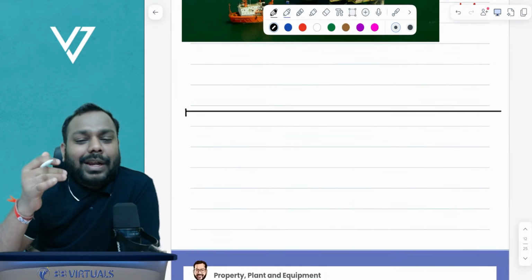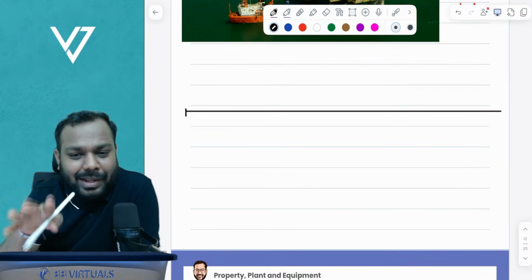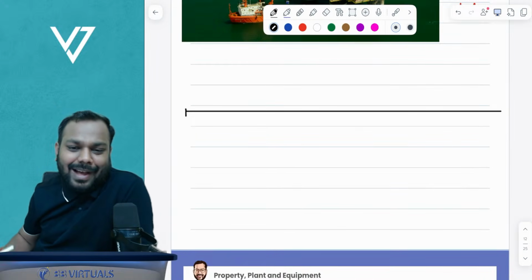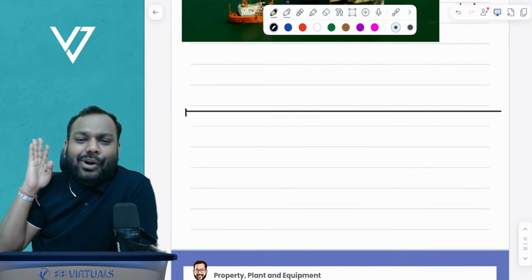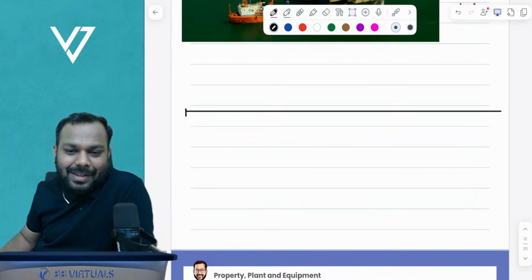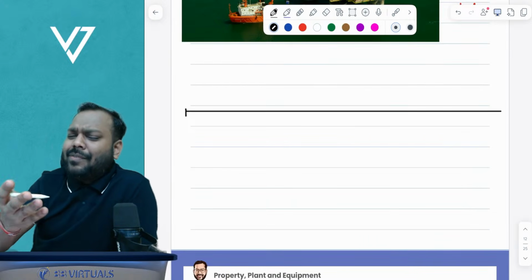You guys tell me, do you want examples from an Indian scenario or from a global scenario? What do you want? Tell me, guys. I am fully for you guys. Whatever you say, I will follow that. From an Indian scenario, let me take it from an Indian scenario.